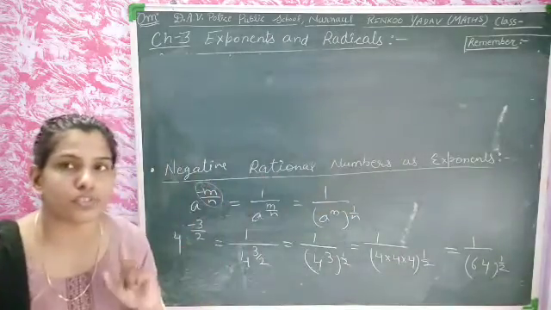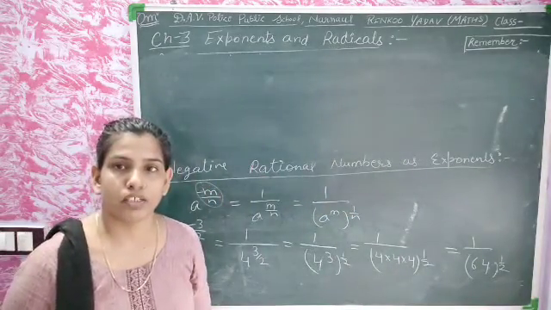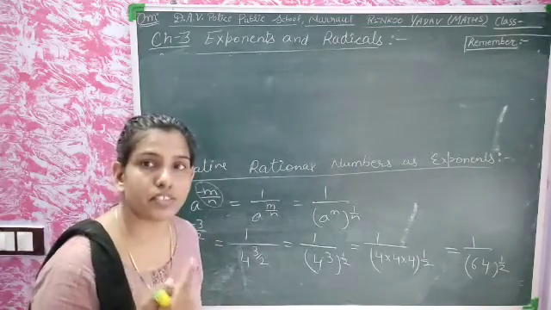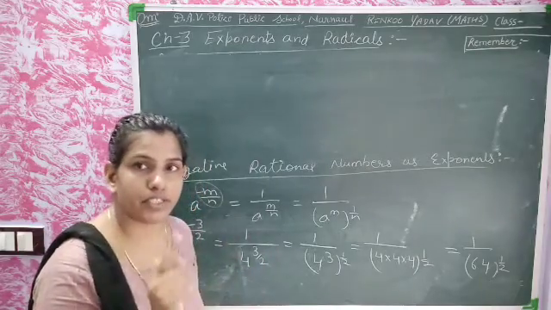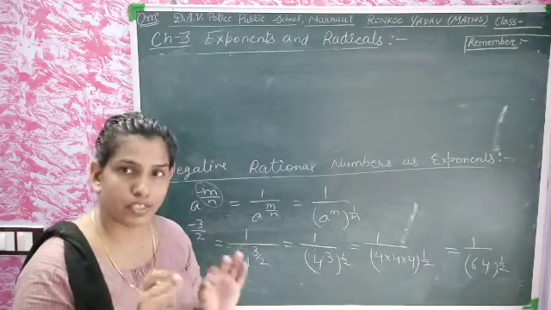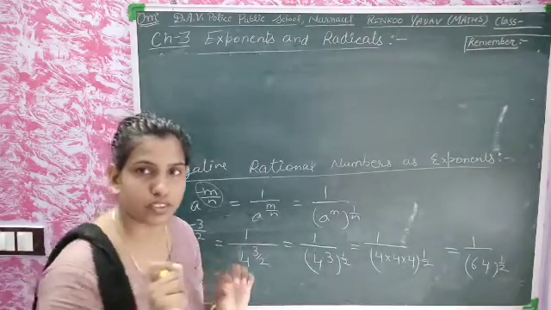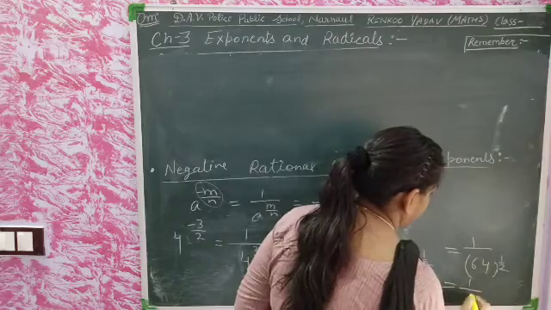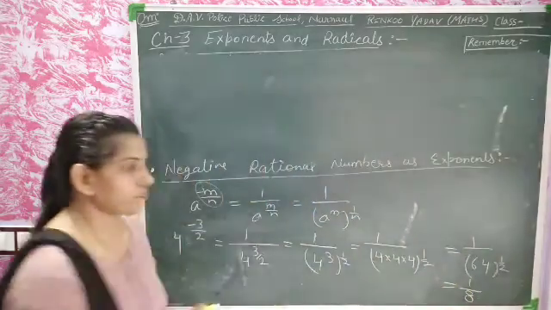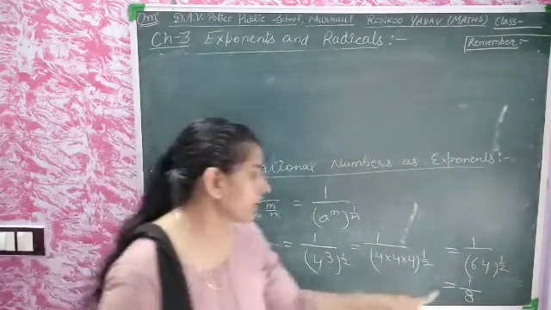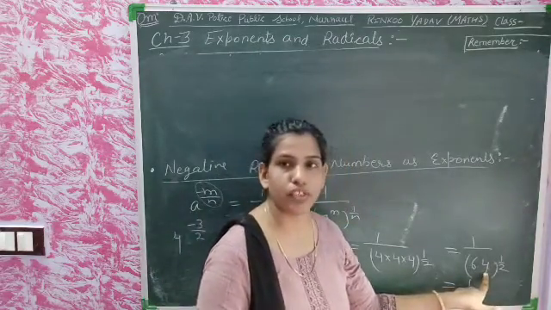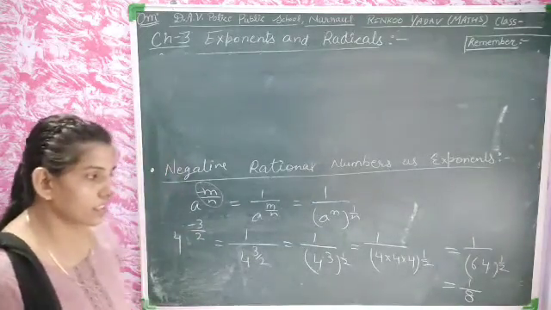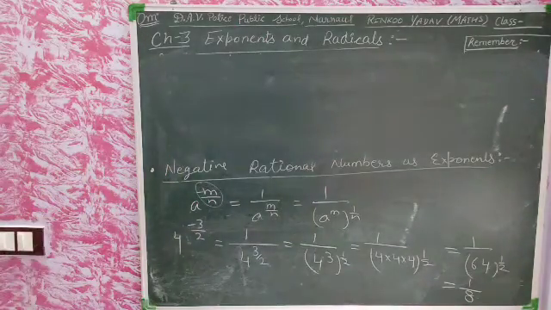And the square root of 64 is... the square of which number is 64? Yes, 8 8s are 64. Square of 8, 8 into 8. 8 to the power 2 is equal to 64. And that's equal to 1 divided by 8. 8 8s are 64. It means the square root of 64 is 8. Okay, students? Now we will do the questions here.